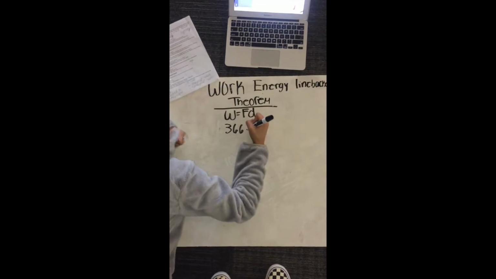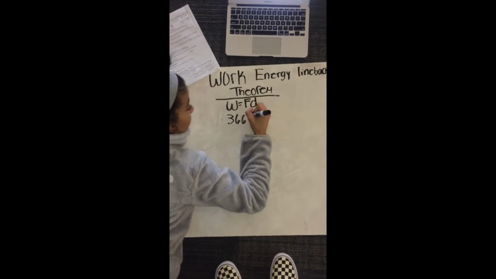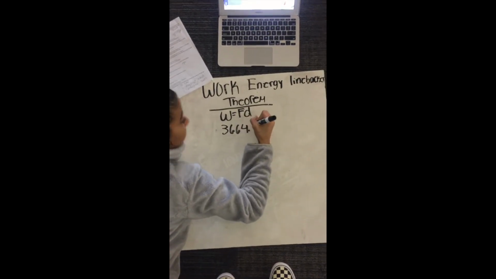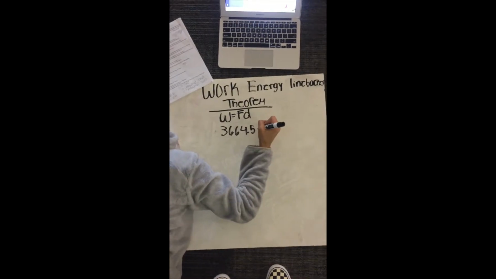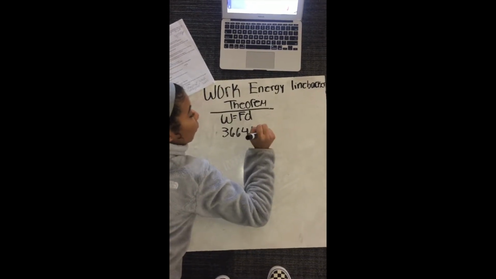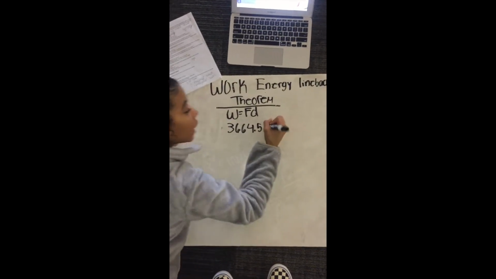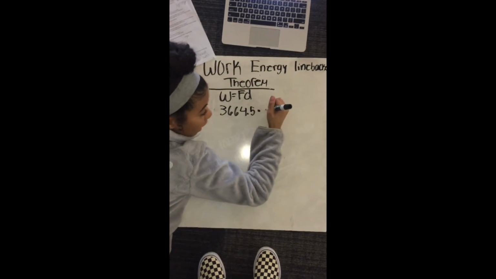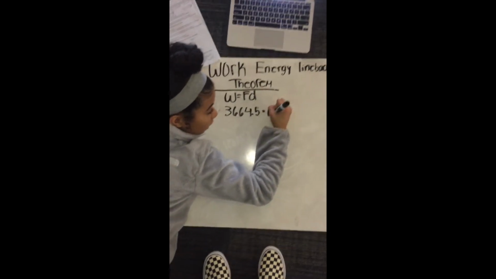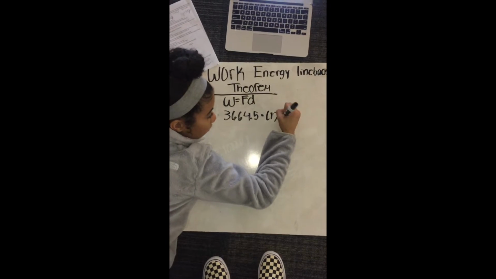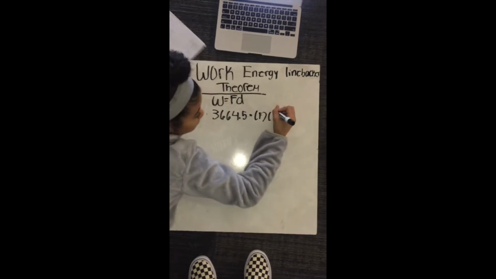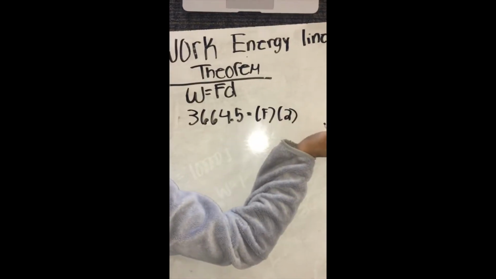This is right here, the kinetic energy for the linebacker that I'm writing down. It's a big word, can't say it. 3,664.5. And we're trying to find force. So F right here, and then the distance for the linebacker was 2.